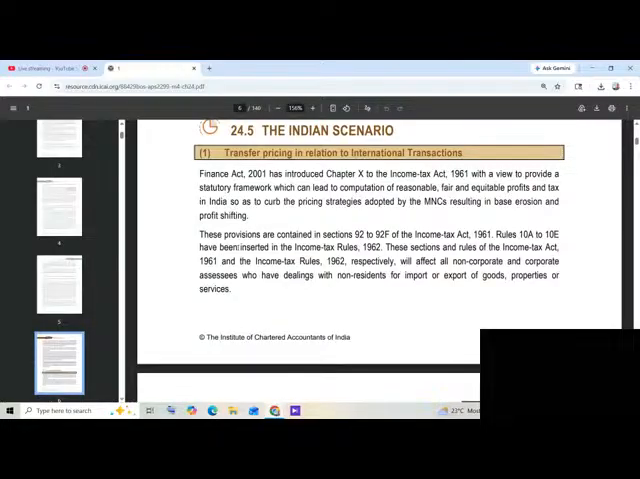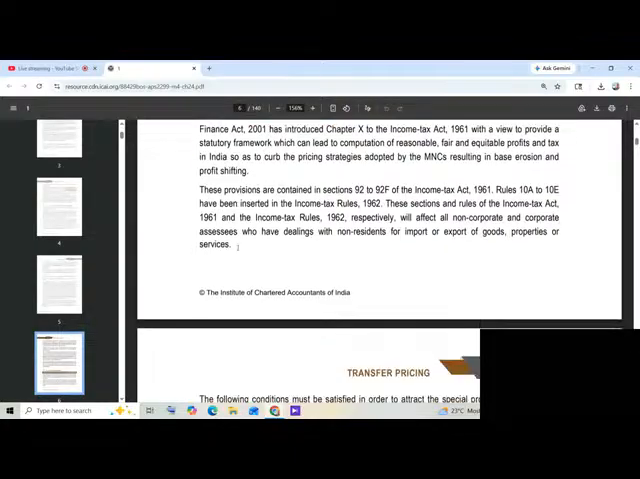These provisions are contained in sections 92 to 92F of the Income Tax Act 1961. Rules 10A to 10E have been inserted in the Income Tax Rules 1962. These sections and rules of the Income Tax Act 1961 and the Income Tax Rules 1962, respectively, will affect all non-corporate and corporate assessees who have dealings with non-residents for import or export of goods, properties, or services.